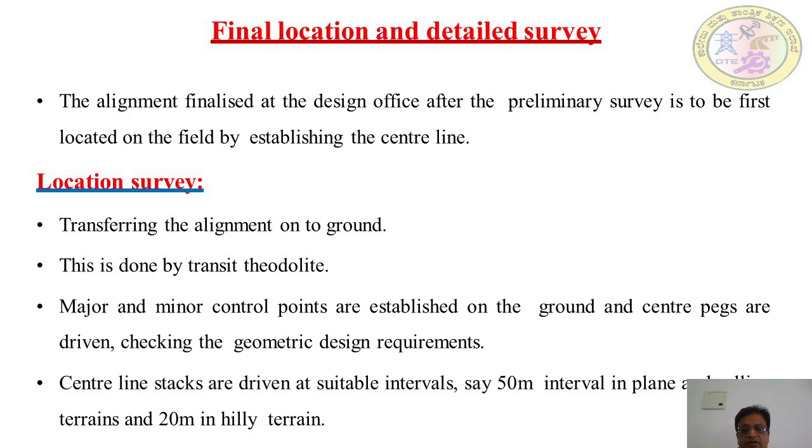Centerline stakes are driven at suitable intervals, say 50-meter interval in plain terrain, and 20-meter interval in hilly terrain. So the centerline has to be marked by driving suitable pegs, say at 50-meter interval in the plain, and at 30-meter and 20-meter intervals in rolling as well as in the hilly terrain.